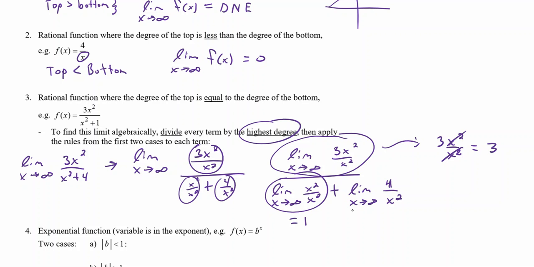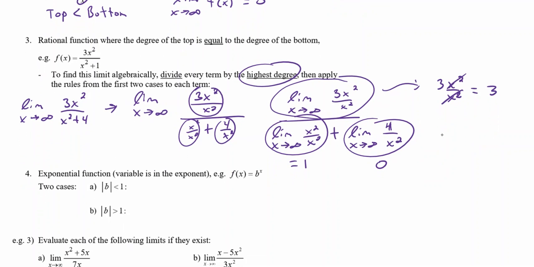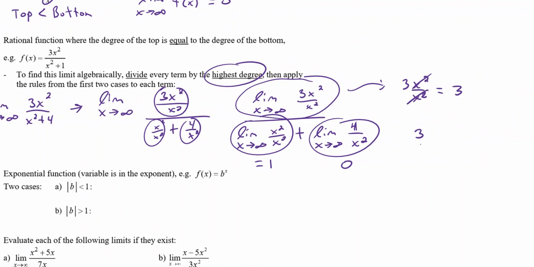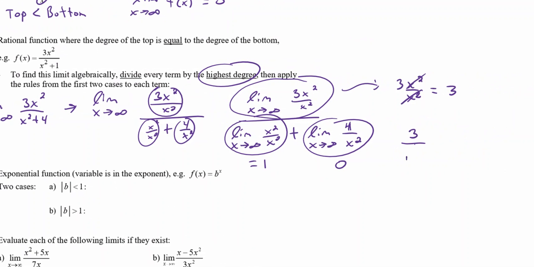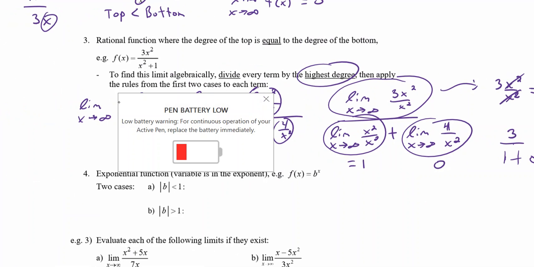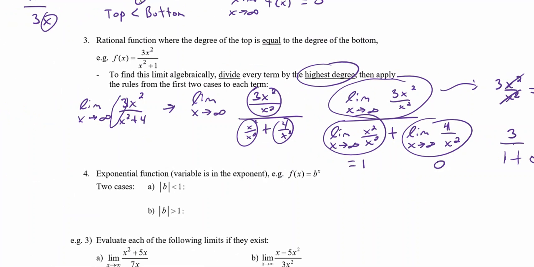And then this part here, what would this become? The limit as x approaches infinity of 4 over x squared. It'd just be 0, right? So in the end, we can see all of that work to say that it would be 3 over 1 plus 0. So 3. Does that make sense? And we could have actually seen that right from the beginning, couldn't we? It would have been 3.